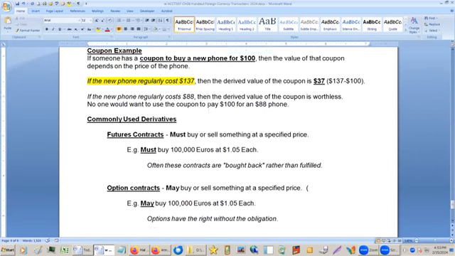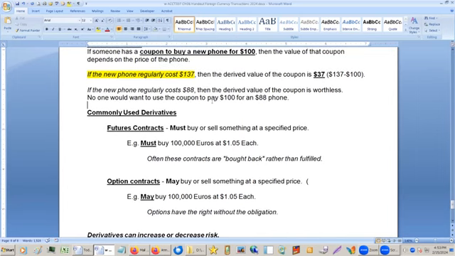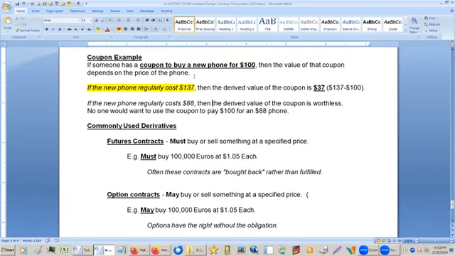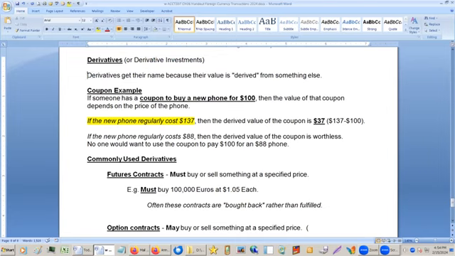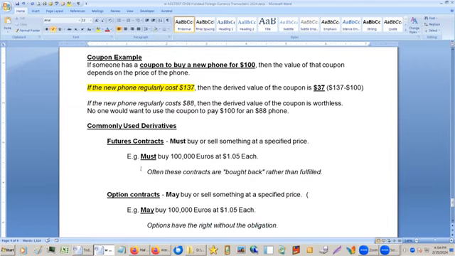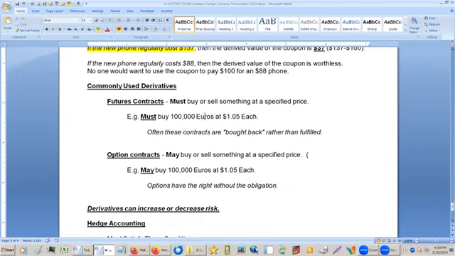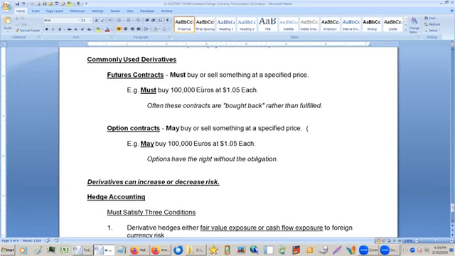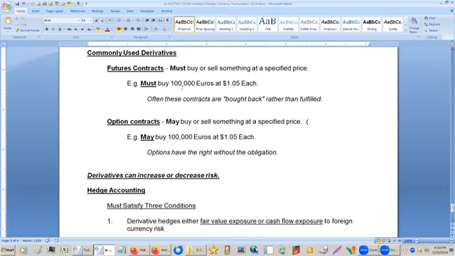If the phone regularly costs $88, the value of the coupon is worthless. You're not going to use the coupon of $100 to buy a phone for $100 if you can buy it for $88. So derivatives mean that the value is derived from something else. It could be stocks, bonds, whatever. In this case, it's going to be based on the exchange rates. Future contracts and option contracts. You guys probably covered this in other classes, I assume.